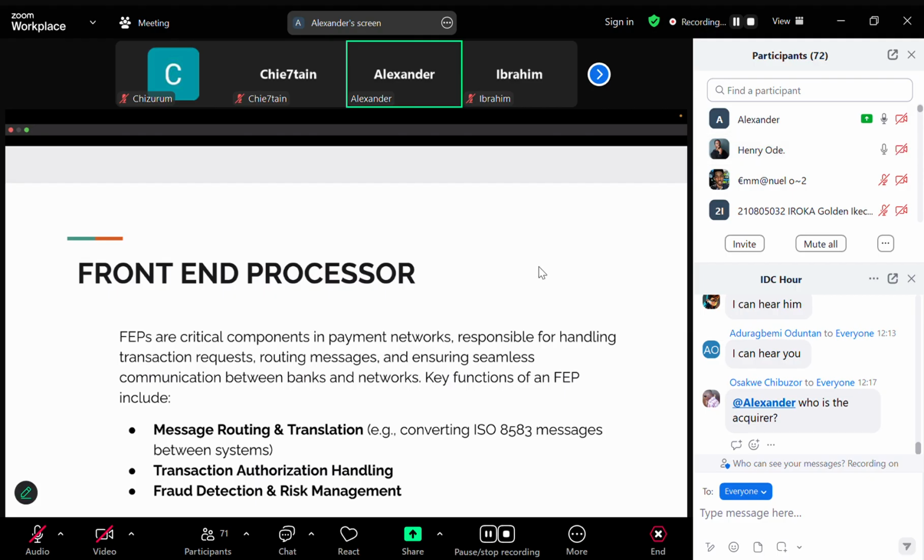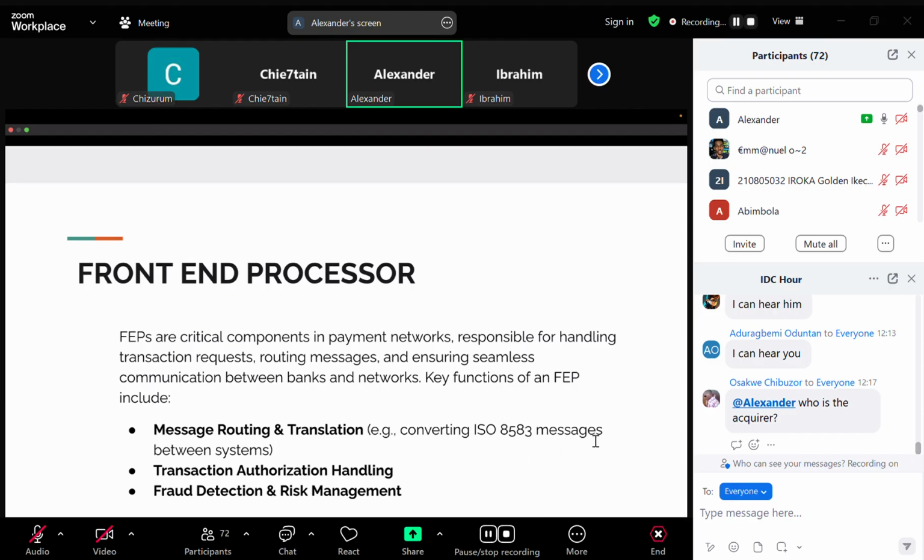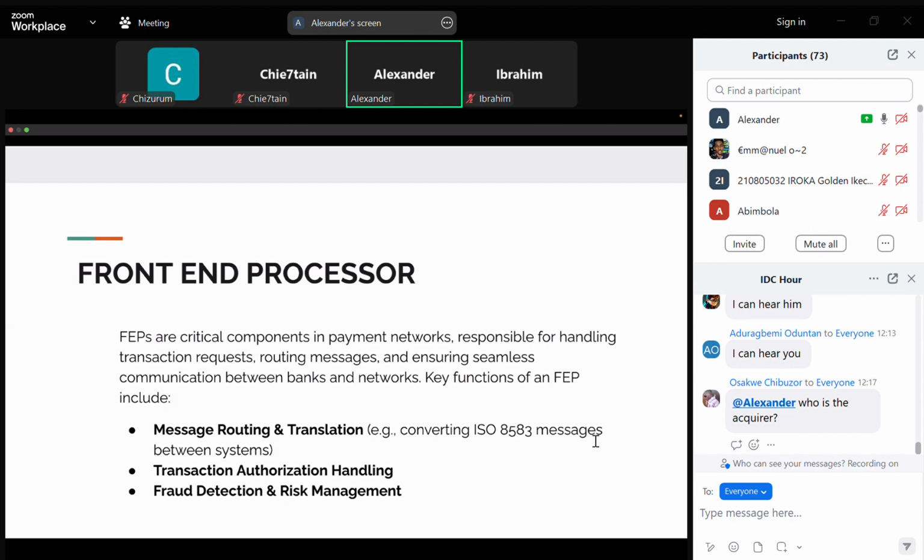Front-end processors are apps to route transactions, route messages, and ensure seamless communication. Front-end processors too can include fraud detection and risk management. They could include transaction authorization handling, message translation between systems and all that, right?